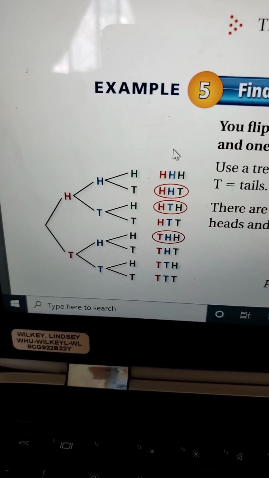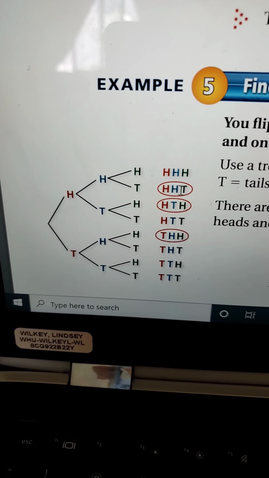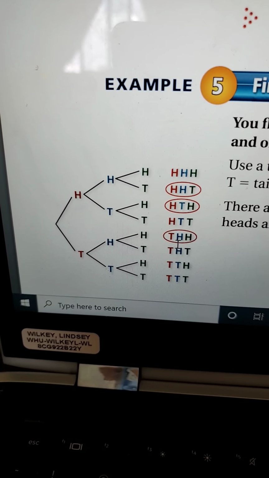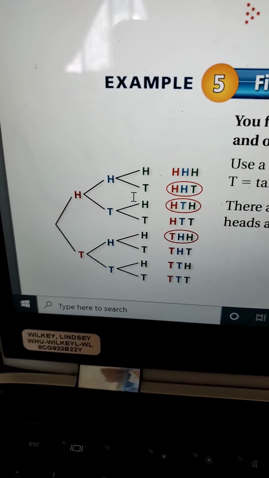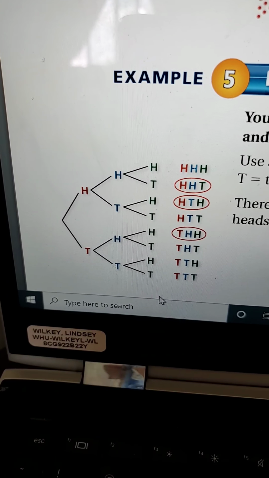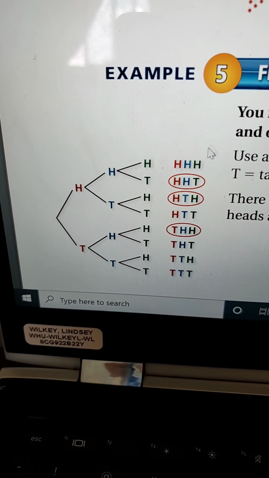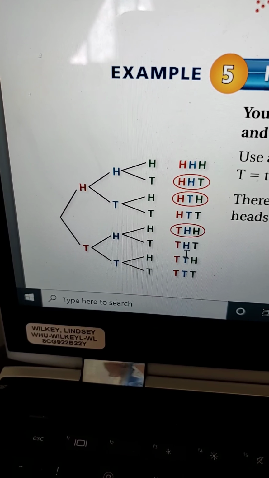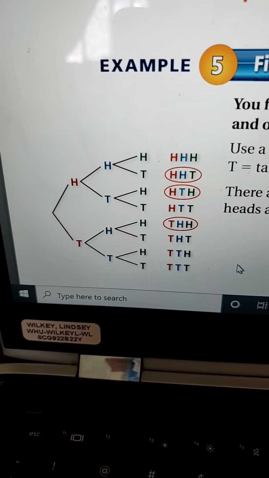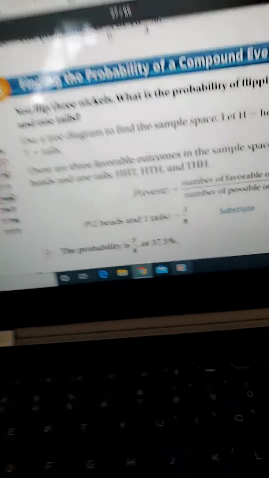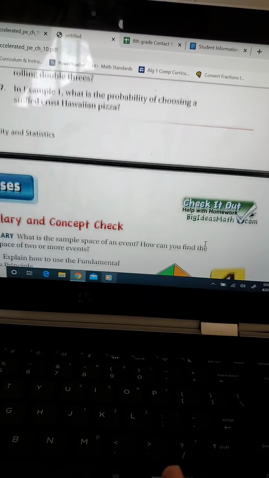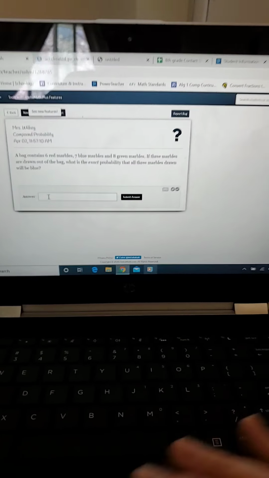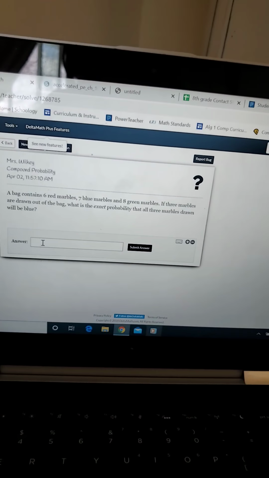All right, so what's the probability of flipping 2 heads and 1 tails? Well, that's everywhere we see 2 H's and 1 T. That's here, here, and here. That's 3 out of how many different combinations were there? 1, 2, 3, 4, 5, 6, 8. Okay, so that's 3 out of 8. And they put it as a percentage. All right, so knowing that, let's go back to our DeltaMath assignment and look at compound probability.